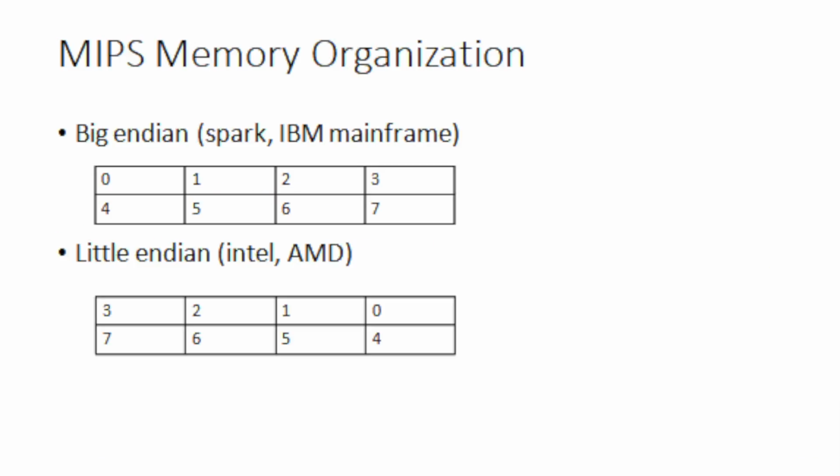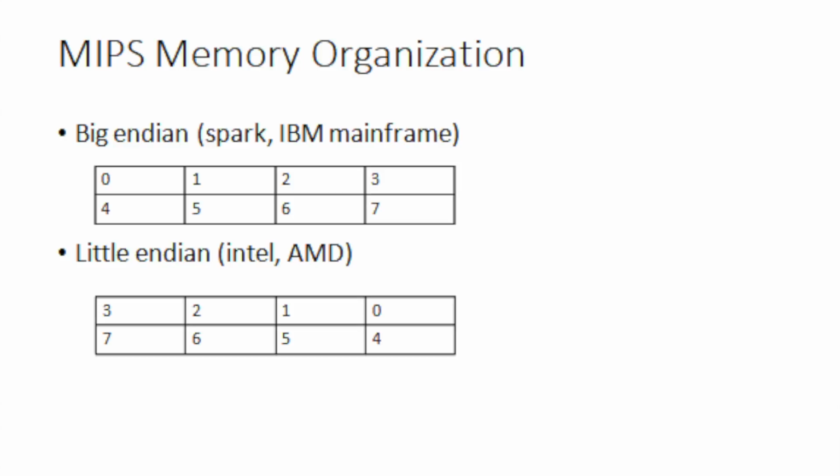It turns out there are two ways to store this in memory: big endian and little endian. Big endian is generally used in IBM mainframe SPARC. Here, you store the most significant byte in the smallest address. It would look like how it is shown in the table, where the zeroth address has the least significant one and the last address has the most significant value, 7.